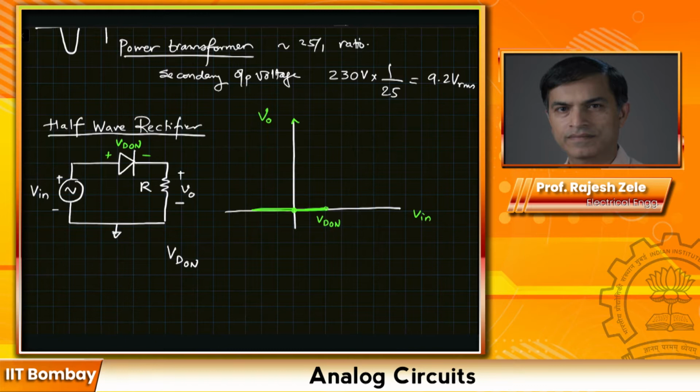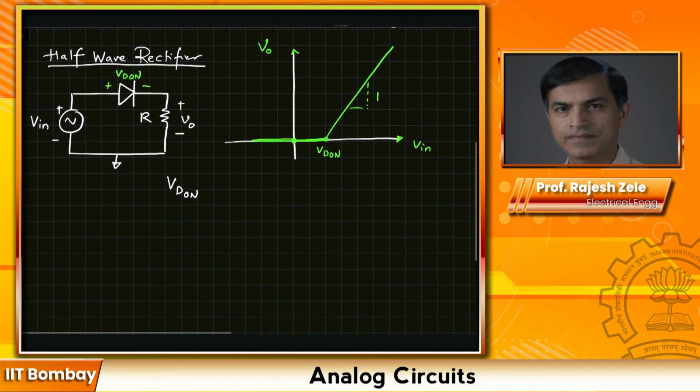So if Vin goes up by 1 volt, then Vout should also go up by 1 volt. So we would expect a slope of 1 right here, and that would be our Vout like this. So this would be the expected transfer characteristics. Now let's outline a transient waveform, how that looks, and that would be interesting.